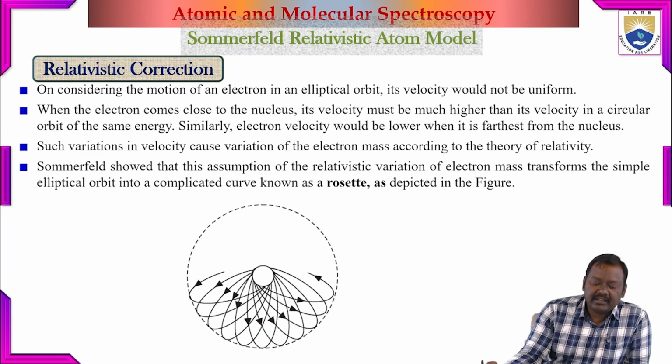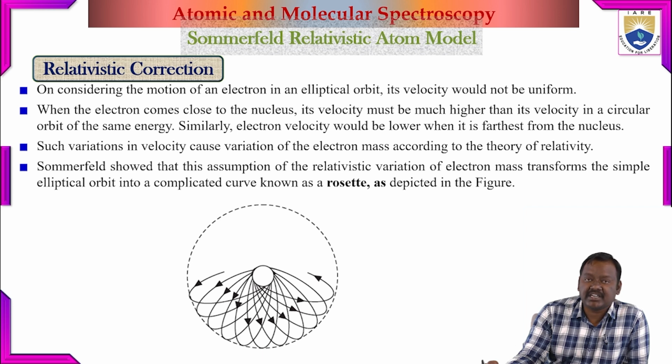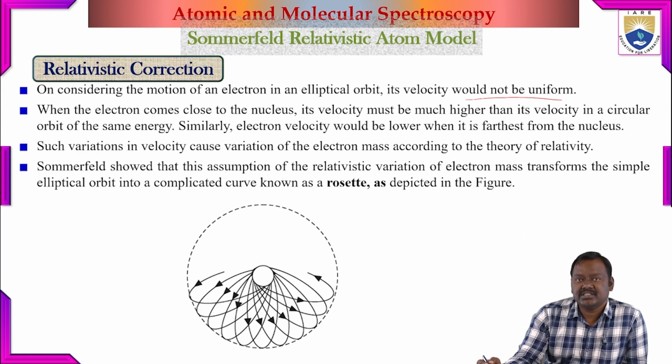So there should be one more consideration, that is relativistic correction. According to Sommerfeld, he also considered that as the electron is revolving around the elliptical orbit, its velocity would not be uniform. While the electron is revolving around the nucleus in a particular elliptical orbit, as we discussed in the earlier slide, the velocity must change as it is propagating along the elliptical orbit.